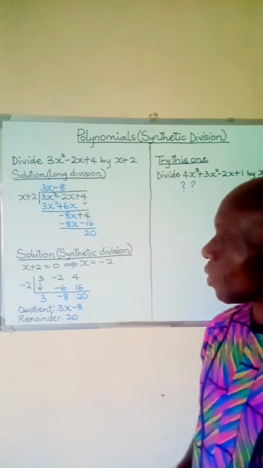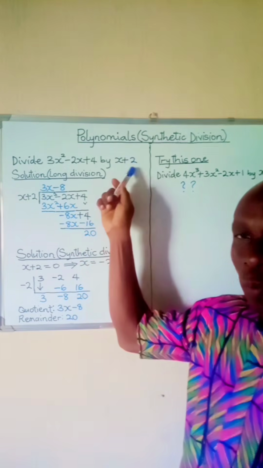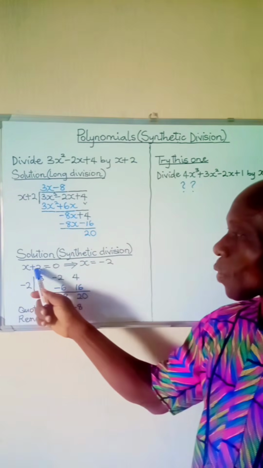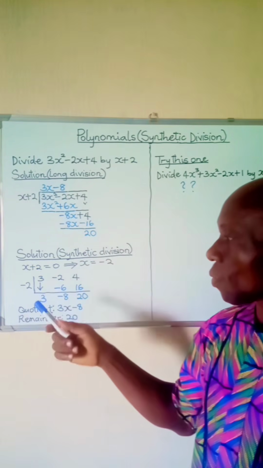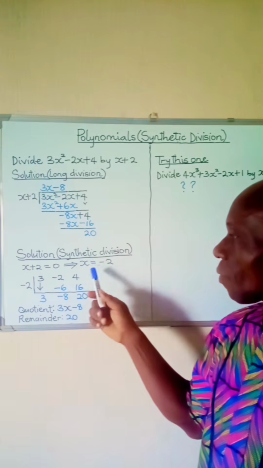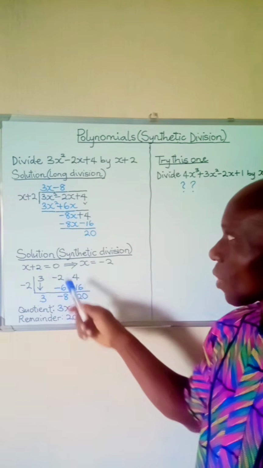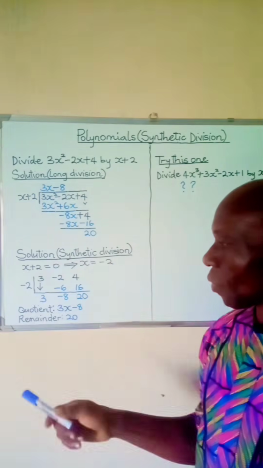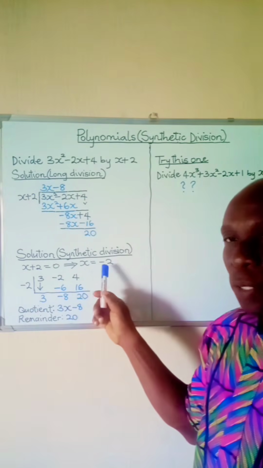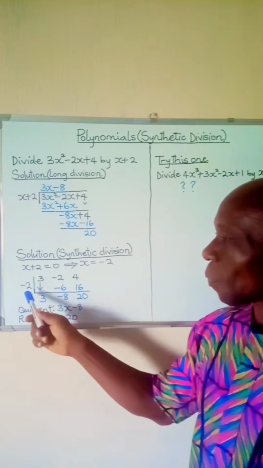Now, for synthetic division, what we do first, we equate the divisor, which in this case is x plus 2, to 0, and then we solve for x. The value becomes minus 2. And then look at the way we draw our symbol in this case, the reverse of what we had drawn for long division. We draw it this way. This minus 2, which is the value of x, we place out here.